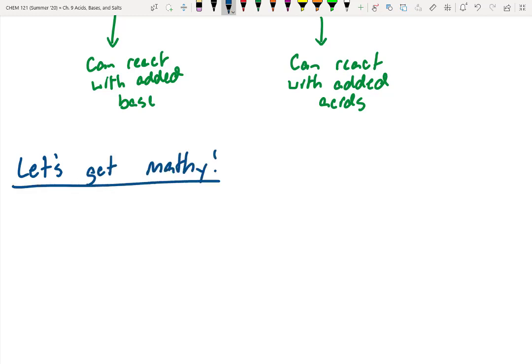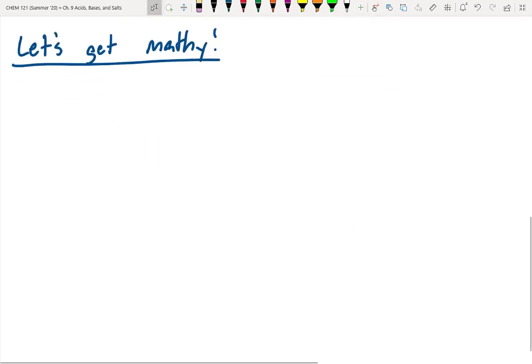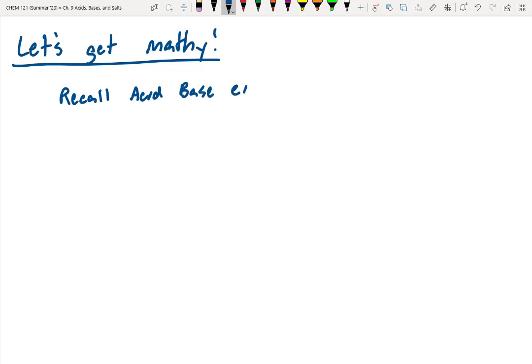All right, and this drives students nuts, the math part of this, but let's just hang in there, okay? So let's imagine our acid-base reaction, specifically our acid-base equilibria.